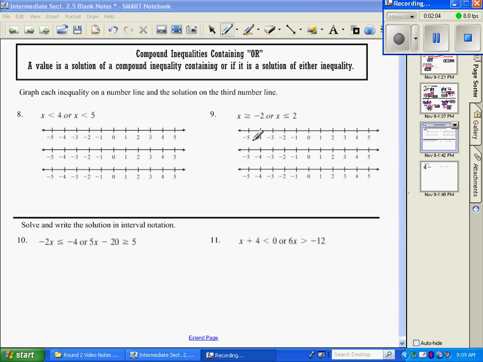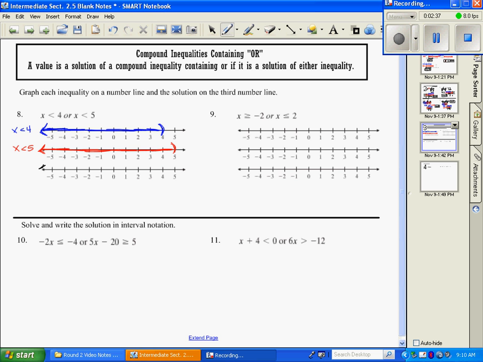So let's go ahead and graph the first inequality on number 8, which is x is less than 4. So we go to 4, we put a parenthesis, and we're less than. Okay, x is less than 5, so we go to 5, we put a parenthesis, and we're less than. Okay, if either one of them is graphed in the top, then it gets to be included in the solution.